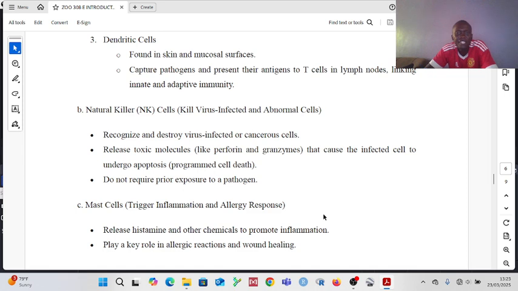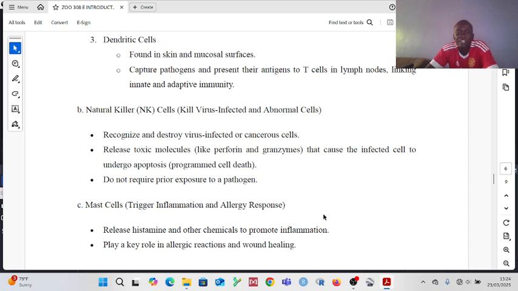When do we say a cell is abnormal? Possibly when that cell is cancerous. So the natural killer cells will recognize a cell that has a virus in it and a cell that is cancerous. Once it has recognized that, it will release toxic molecules. Examples of these are perforins and the granzymes.